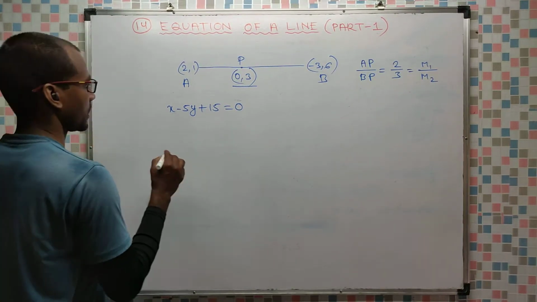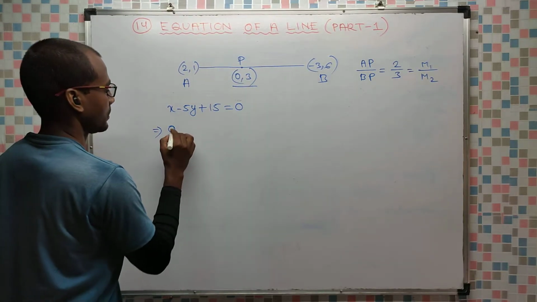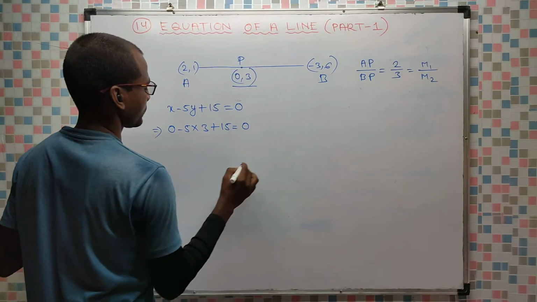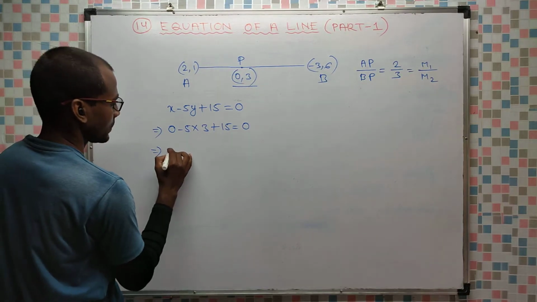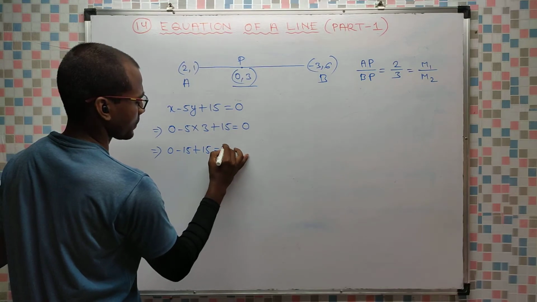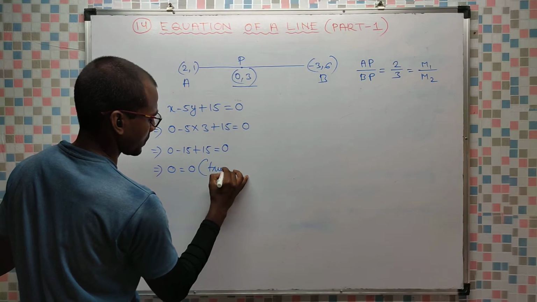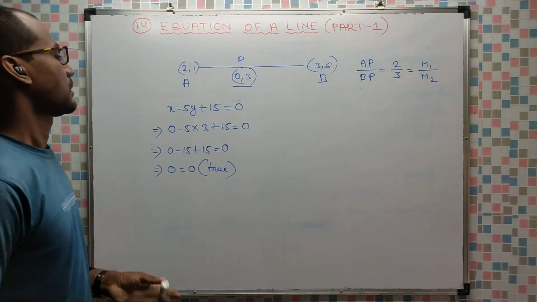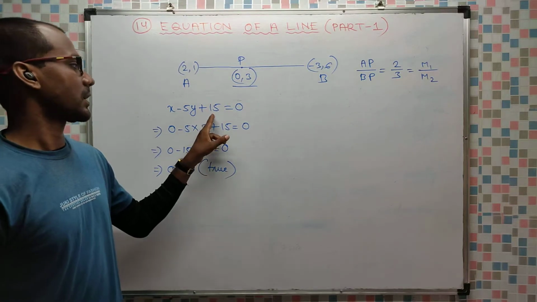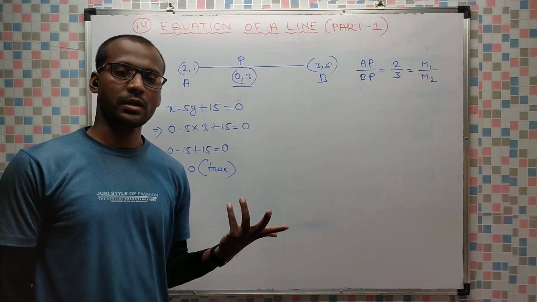So let us put these coordinates in this equation and check whether it is satisfied. x is 0, so 0 minus 5 into 3 plus 15 is equal to 0. So this is 0 minus 15 plus 15 is equal to 0, or 0 is equal to 0, which is true. So you can see that the point P, whose coordinates are (0, 3), clearly satisfies the equation. So definitely the point P lies on the line, or the line passes through the point.